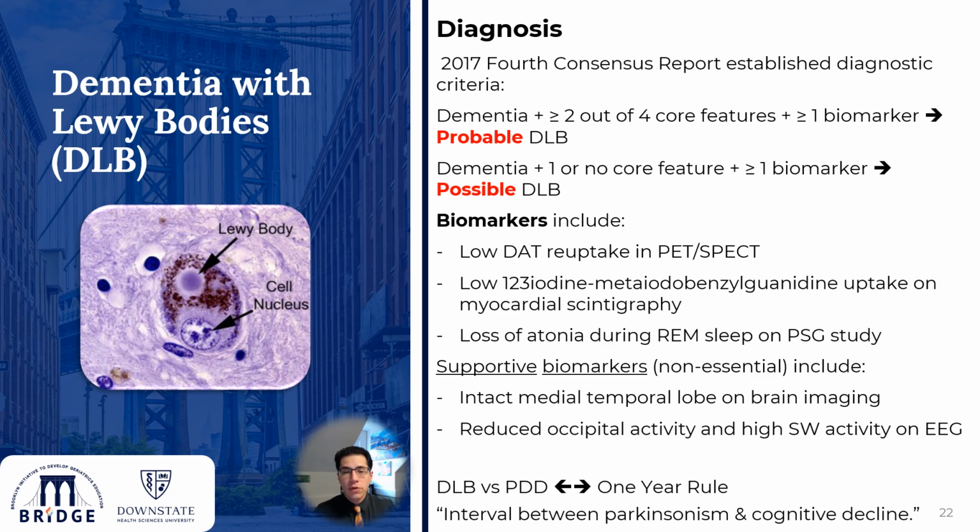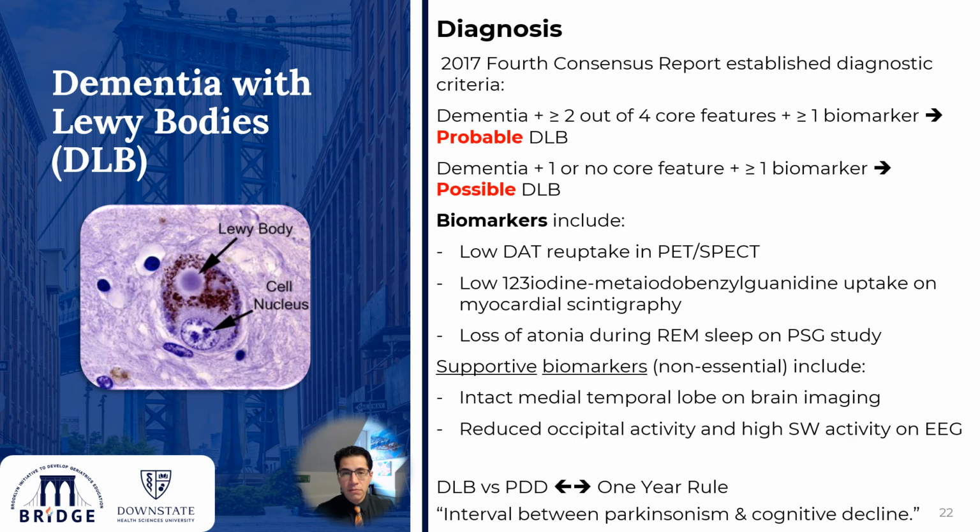So according to the 4th consensus report, a diagnosis of probable dementia with Lewy body requires the evidence of dementia, at least 2 core features that we just mentioned, and at least 1 biomarker, which may include a low DAT uptake on the PET SPECT scan, which is also known as a positive DAT scan, or a low MIBG, meta-iodobenzylguanidine, uptake on the myocardial scintigraphy, or loss of atonia during REM sleep on a polysomnogram study.